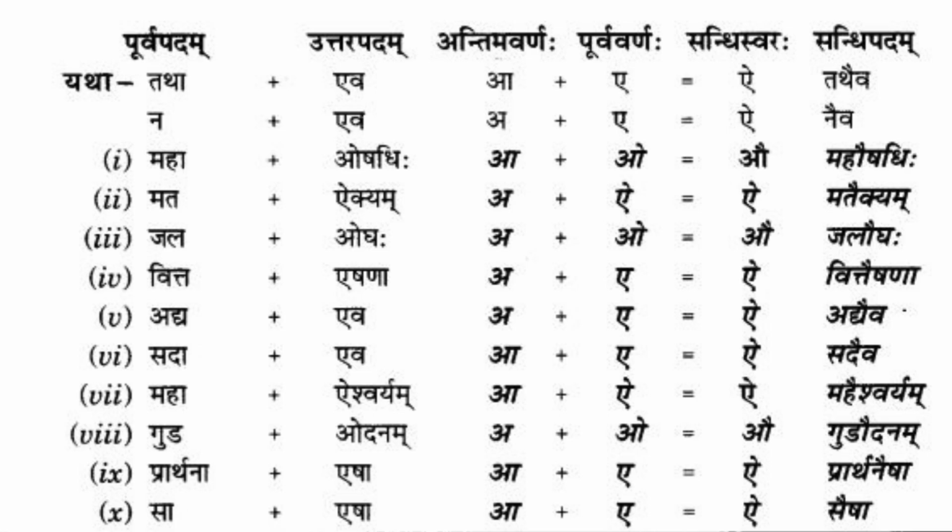Guda plus odanam. Guda ending in a, odanam beginning with o. Gudaudanam. The au matra comes after da. The o matra becomes the au matra. Prarthana plus esha, prarthanaisha. When we write prarthanaisha, the ai matra comes above na. Sa plus esha, saisha. The ai matra comes above sa.